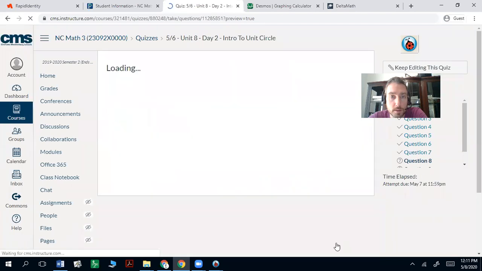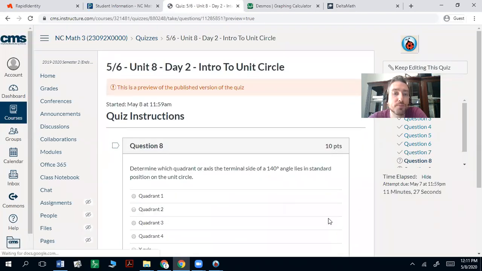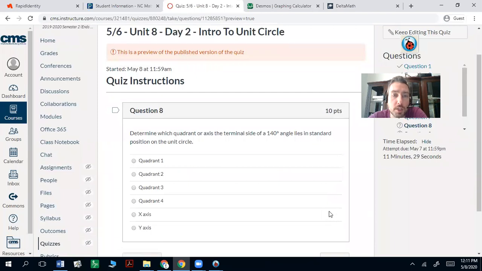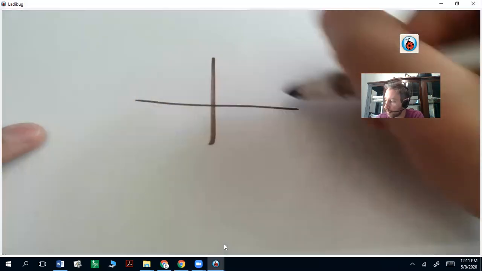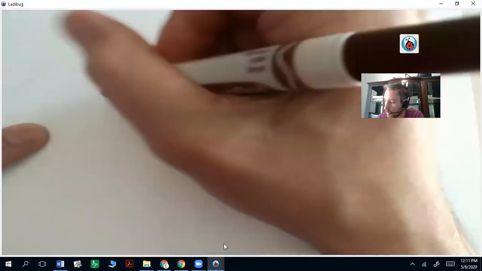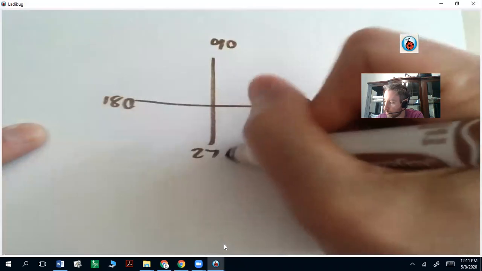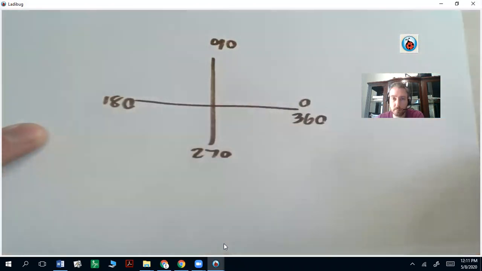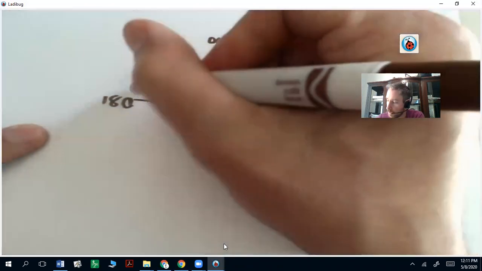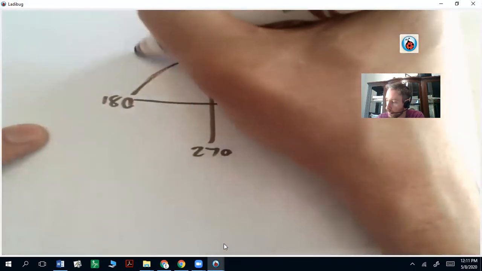3 more problems. These are the quick ones. Okay, determine which quadrant or axis the terminal side of a 140-degree angle lies in. Now 140 degrees isn't one of the standard angles on the unit circle, but that doesn't mean it's not on the circle. It's just not provided for you, okay? So we look at 140 degrees. Basically, your quadrants are split up like that. 140 degrees is going to be somewhere in there. That's quadrant 2.